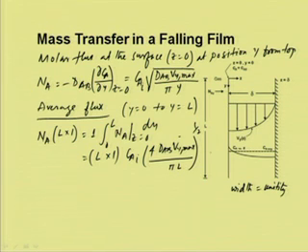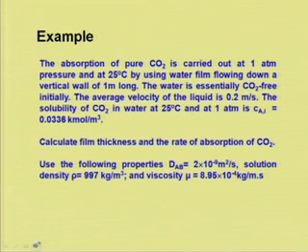So, this is the flux equation. Now, let us consider a simple example where, on a vertical surface, the absorption of pure CO2 is carried out at 1 atmosphere pressure and 25 degrees centigrade by using a water film falling down the surface, and the length of the surface is 1 meter. The water is initially CO2 free and the average velocity of the liquid is given as 0.2 meter per second.